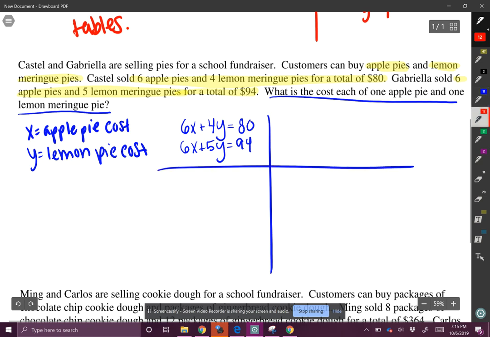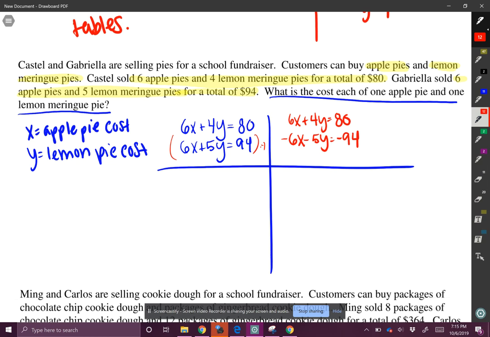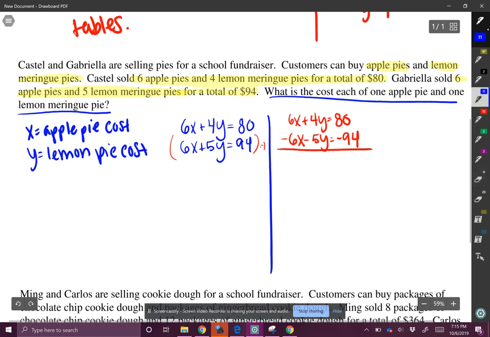I'm just going to multiply the bottom equation by -1, changing all of my signs to negatives. So my top equation stays 6x plus 4y equals 80. My bottom equation becomes -6x minus 5y equals -94. And for my people who say, couldn't I have just subtracted the 2 equations? Yes, you could have. You would have gotten the same exact answer there.